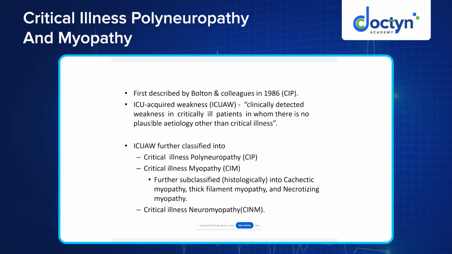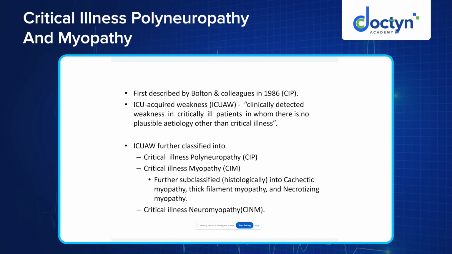It was first described by Bolton and colleagues in 1986. ICU-acquired weakness, that is ICU-AW, has been given a definition for this polyneuropathy and myopathy: a clinically detected weakness in critically ill, ICU-admitted patients in whom there is no plausible etiology other than the critical illness. So apart from the patient being critical, no other cause of weakness can be elicited.